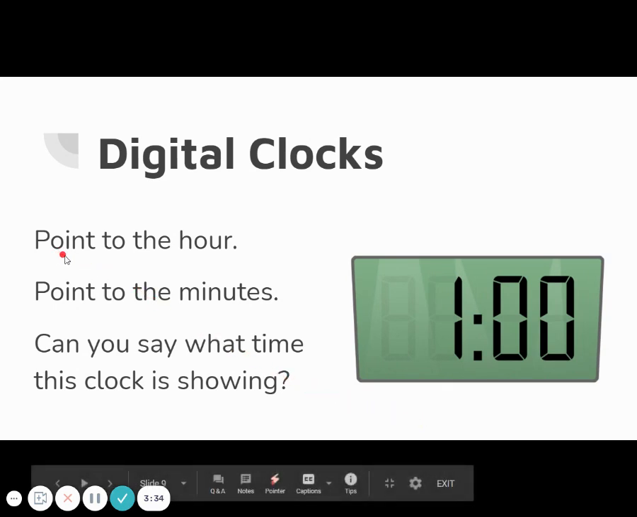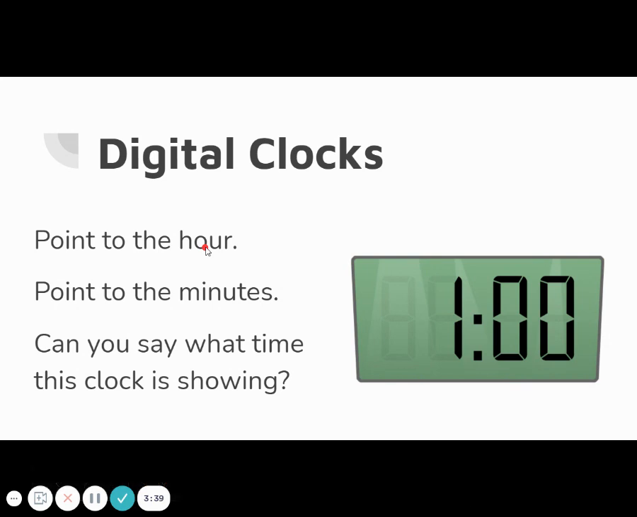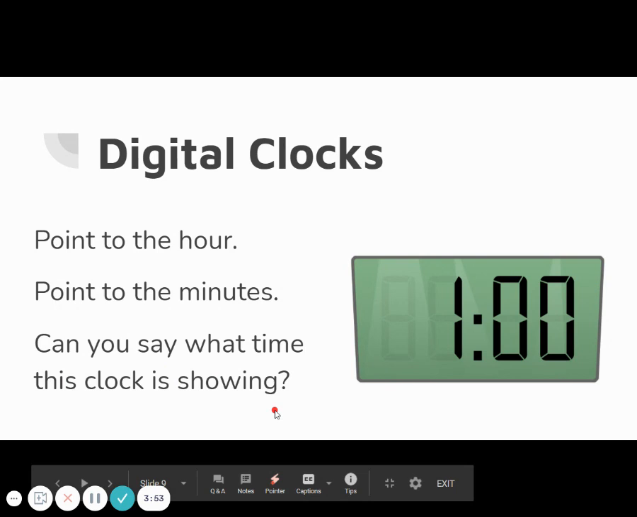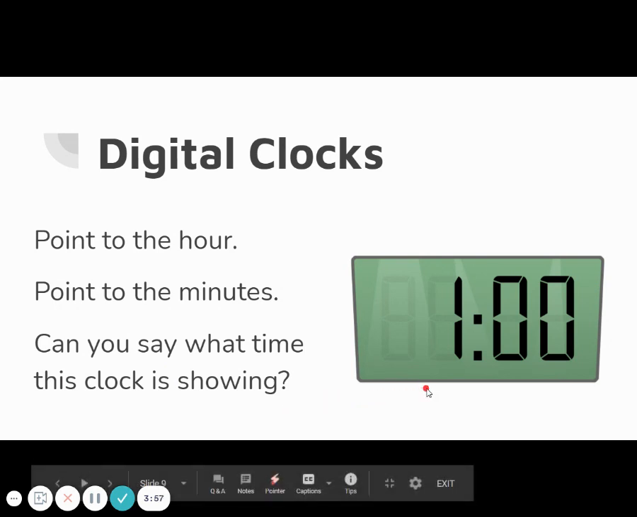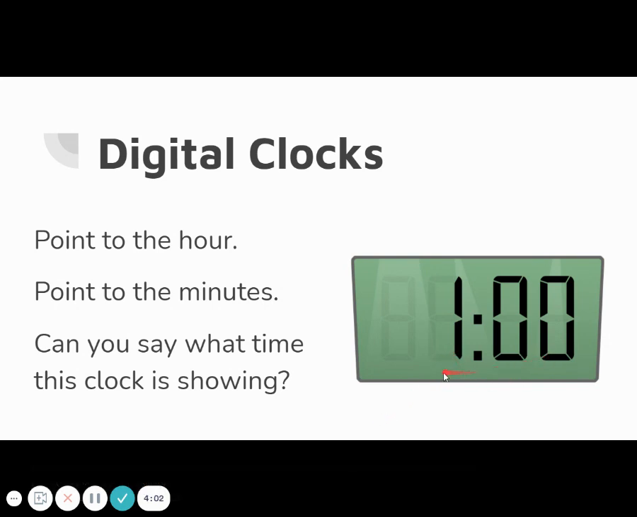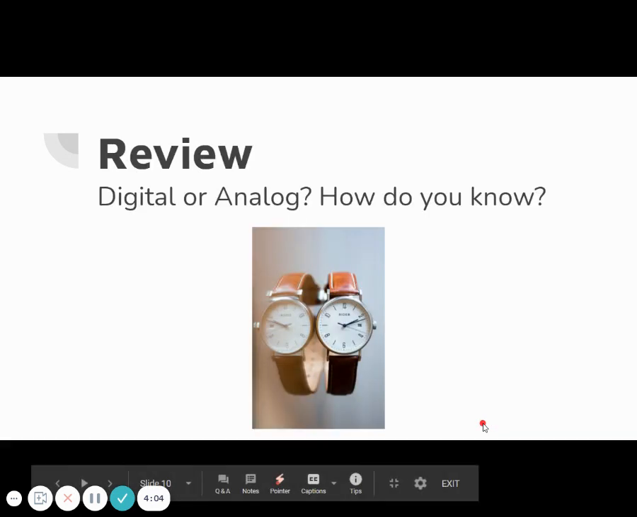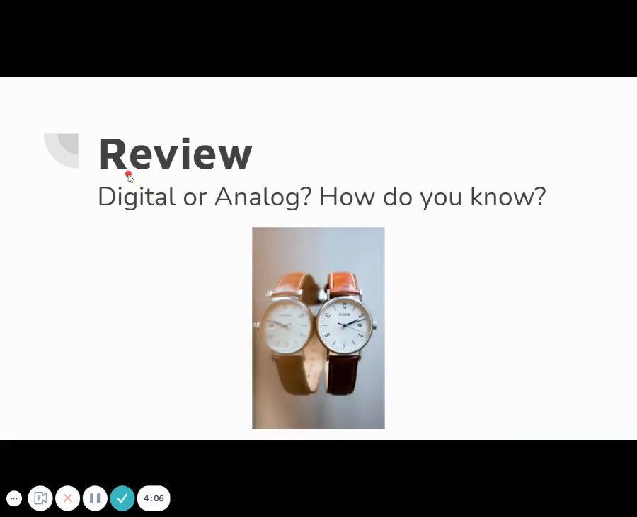All right, again, point to the hour first. You guys should be getting faster and faster at this. So if you're pointing to the 1, you're correct. Point to the minutes now. If you're pointing to the 00, you are correct. Can you say what time this clock is showing? Right, 1 o'clock. Awesome job, friend. The hour is at 1 and the minutes are 00. So it is 1 o'clock. Good job.